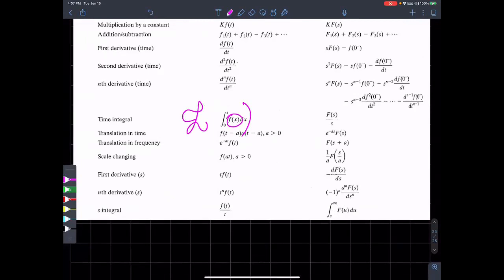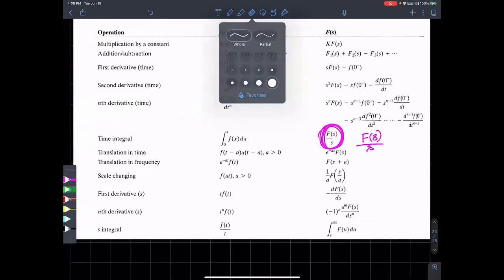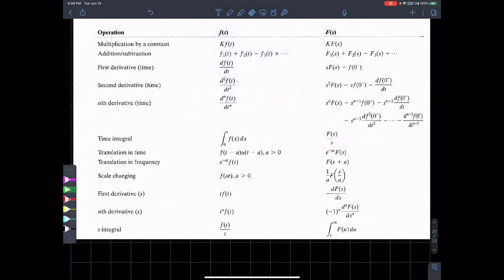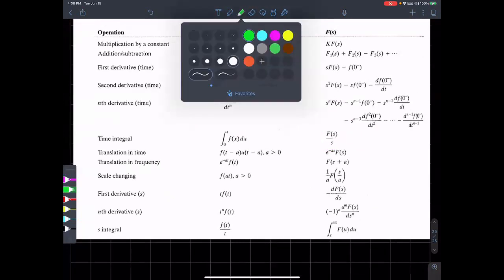Okay, then what you got to do is, in frequency domain, it's simply the Laplace transform of the function divided by s. Okay, so this is where it really becomes handy. The advantage of Laplace transform is really apparent here.